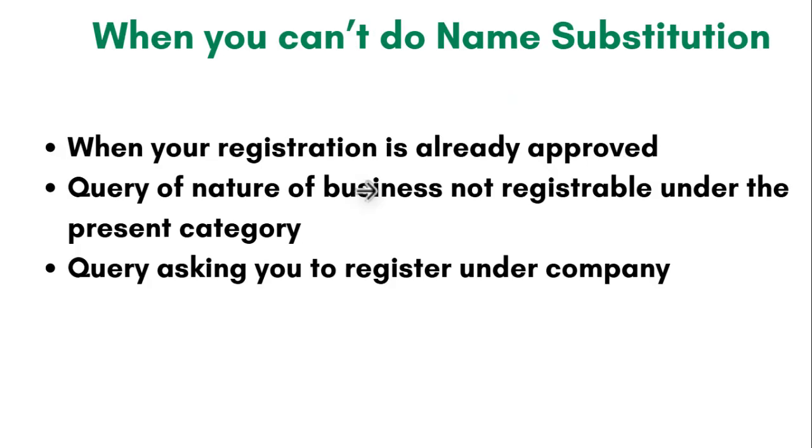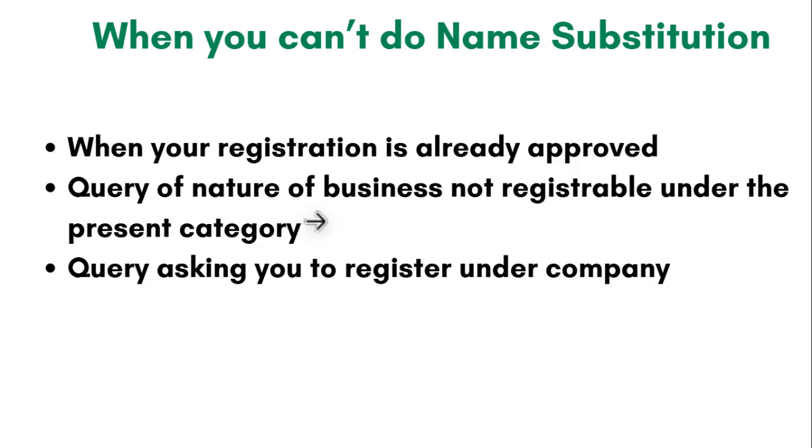Now, when you can't do name substitution, yes, this is important because some persons have wrongly used name substitution and it has cost them a lot. It has cost them time, it has cost them their resources. When your registration is already approved, yes, you filed it and it was approved, you can't do name substitution. Now, when the query is on the nature of business, not registrable under the present category, assuming you applied for a business name and they tell you that the object is not registrable as a business name but as a company limited by shares, you can't do name substitution.